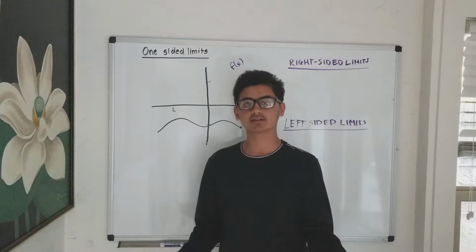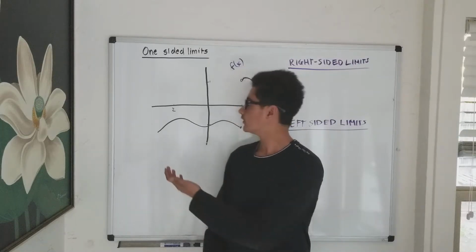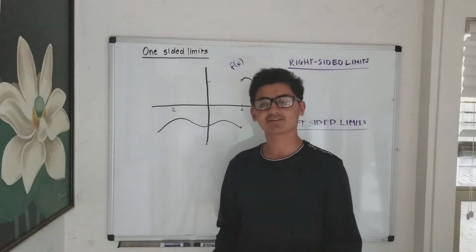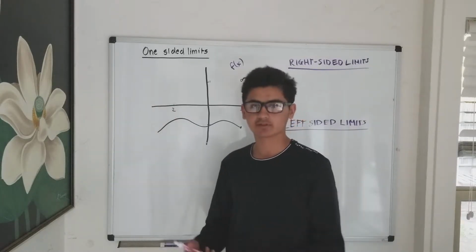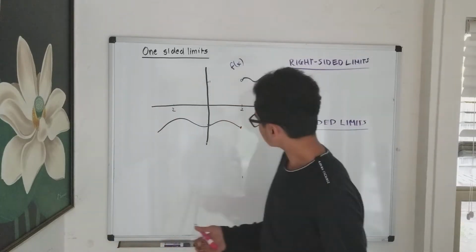So in this video, you're going to learn what to do for one-sided limits and what happens when they don't meet up. So why don't we head on into it?